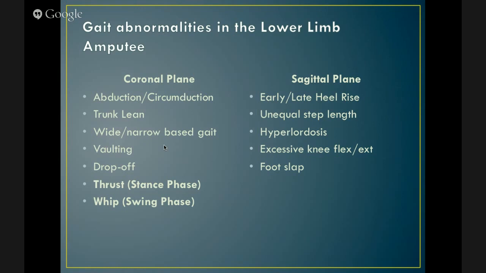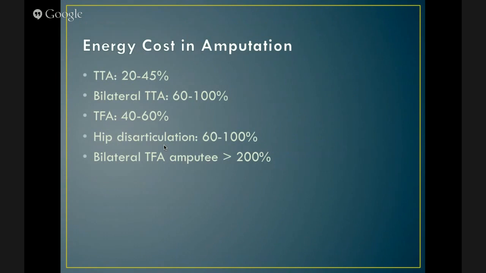Thrust is something that's more specific to a patient with amputation, as well as whip. You're looking at the prosthetic componentry to see if it's going medially or laterally at the proximal portion. Again, we won't spend too much time on this. And then the sagittal plane, of course.